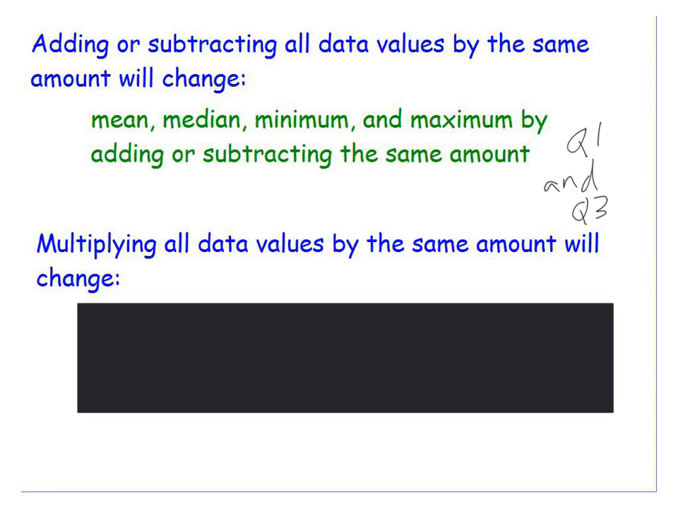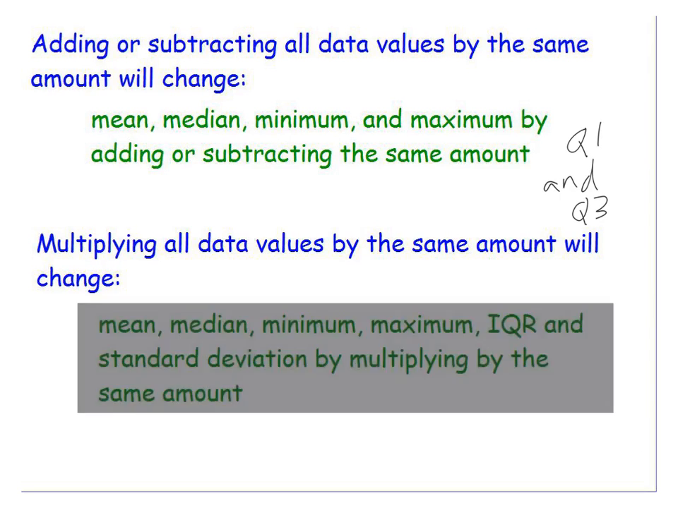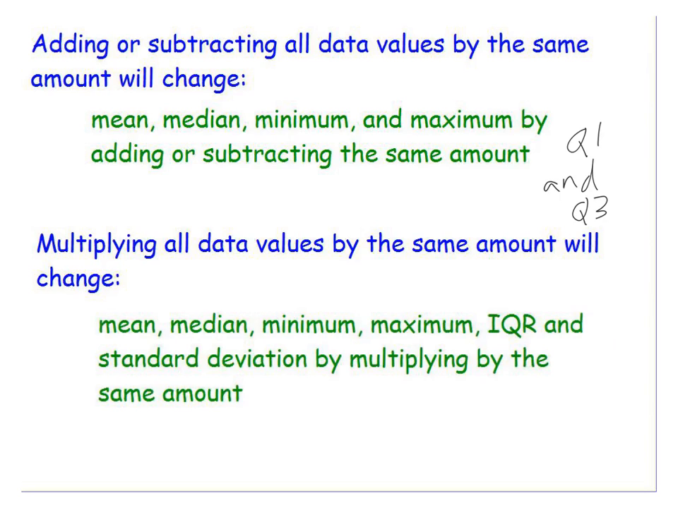When you multiply all of the data values by the same amount, everything changes. The mean, the median, the minimum, the maximum, the IQR, the standard deviation, Q1 and Q3 all change by multiplying by that same amount that you did. So that's going to be important. You're going to have that pop up on your homework. It's going to ask you what changes.